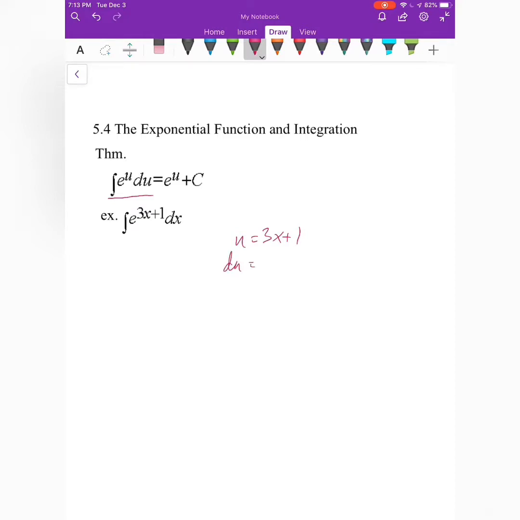So the derivative of u is du. The derivative of this side is 3 dx. Now, you just have dx. You don't have an extra 3, so we're going to divide that 3 over. And now you're ready to go. So swap everything out. So now this would be e to the u, because 3x plus 1 is u. dx is the same thing as 1/3 du, so I'm going to put a 1/3 out front, and du here. And what's nice about this is now you have the integration of e to the u du, which is e to the u. So e to the 3x plus 1. Don't forget your 1/3 from above, and always plus c.